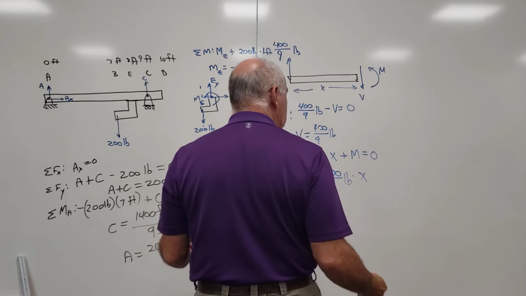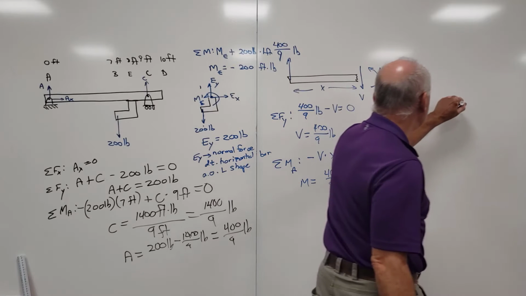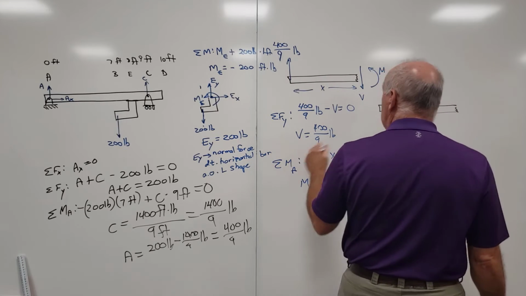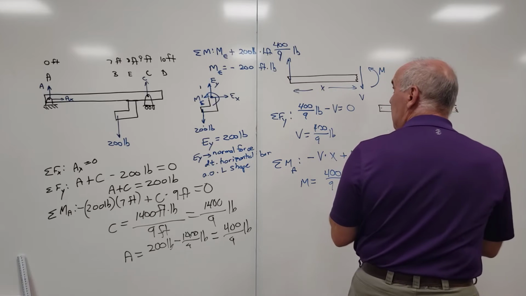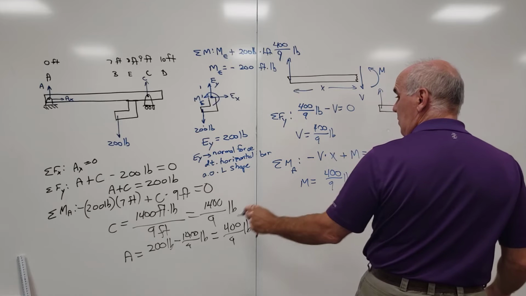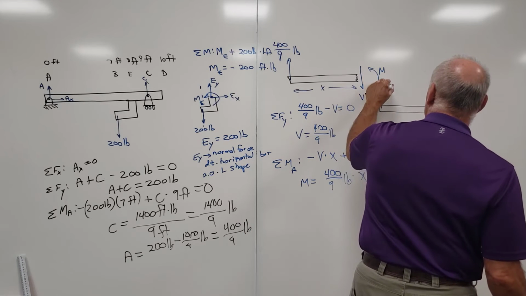So now when I do the force diagram for the horizontal bar, I'm going to have A sub y, or A. So what was that? 400 over 9 pounds.